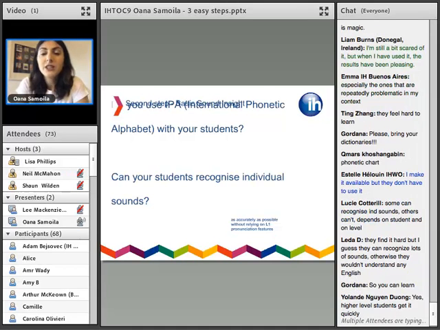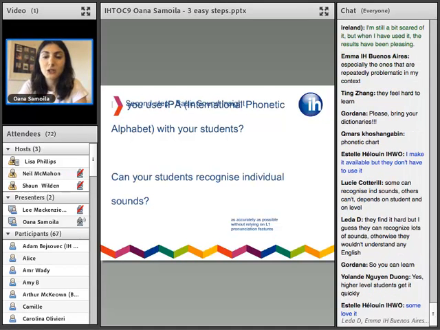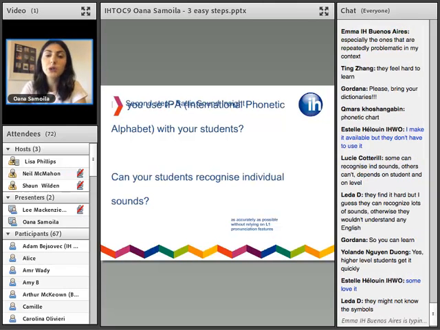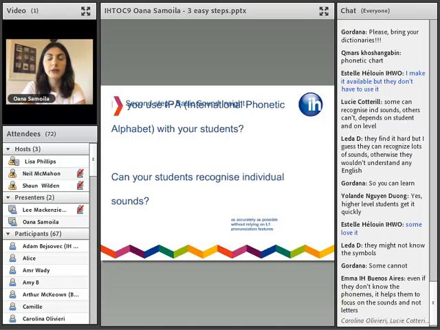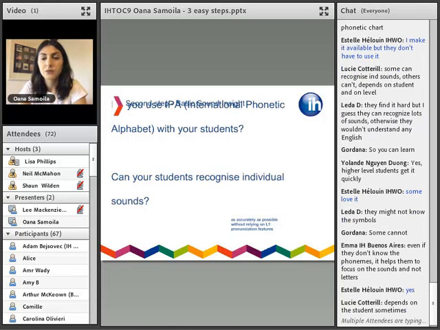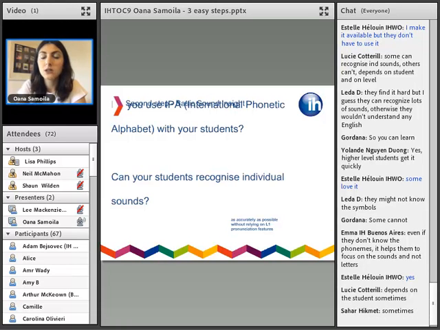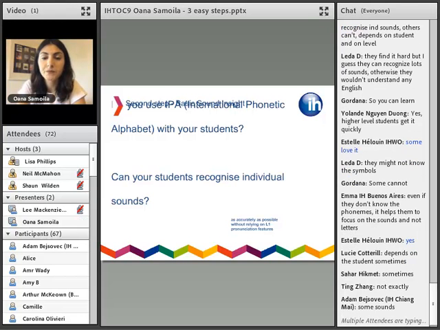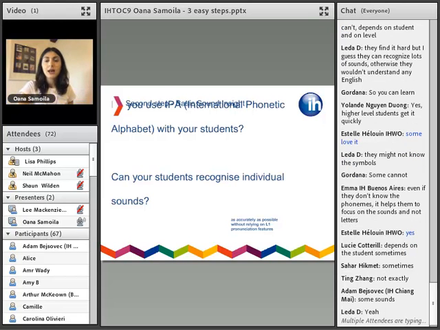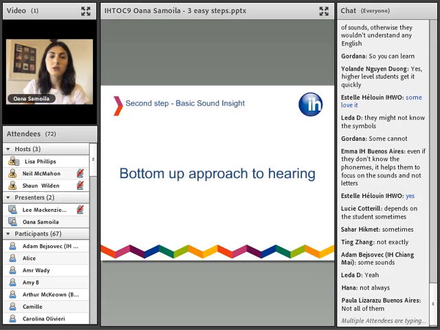Now, there was another question in there that said, and it was connected to this little thing that just popped in. Can your students pronounce individual sounds as accurately as possible without relying on L1 pronunciation features? So can they pronounce English sounds without reverting to L1 pronunciation features? Yes, depends on the student sometimes, okay, sometimes, not exactly, okay, some sounds. Okay, so that's exactly what I want to talk about.